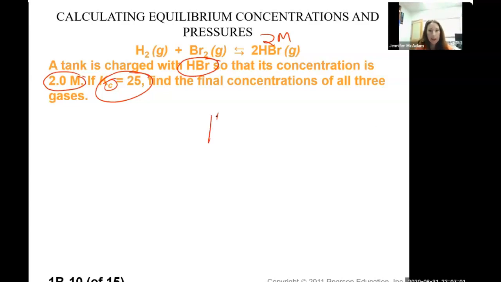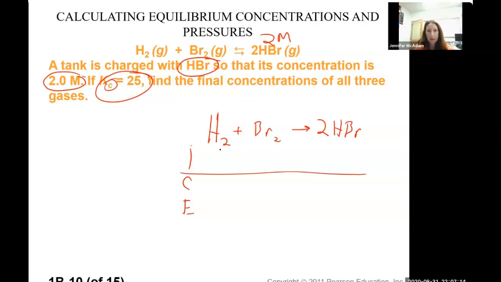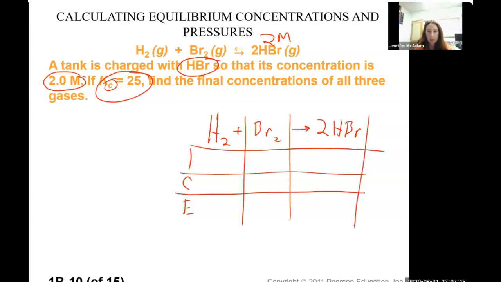So here's our reaction: H2 plus Br2 goes to 2 HBr. So we have an ICE table. That's our ICE table. And all we're given is this. That's 2. Well, they're all molar, right? That's 2. So if that's all they're telling us, that means that everything else is 0.